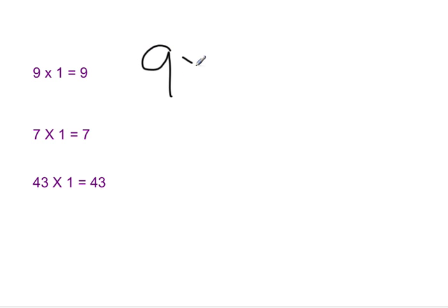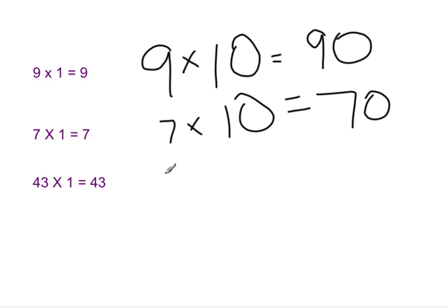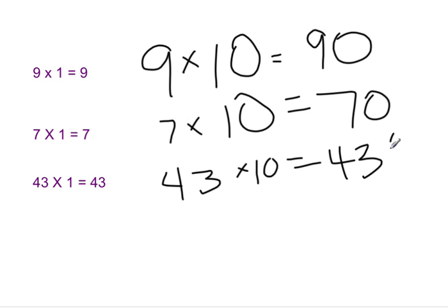9 times 10. Most of you should already know this because you know how to count by tens. The answer should be 90. If I did 7 times 10, the answer is 70. And if I did 43 times 10, my answer is 430. Did anybody notice what's happening when we multiply these numbers by 10?